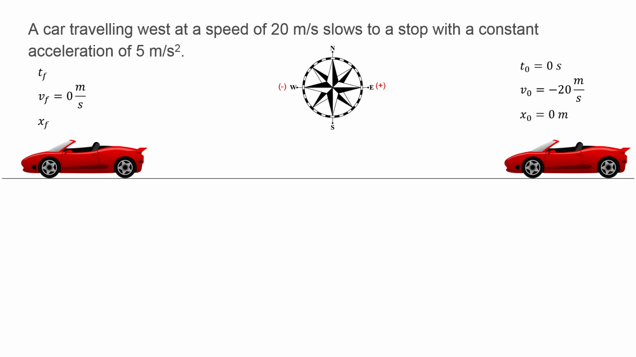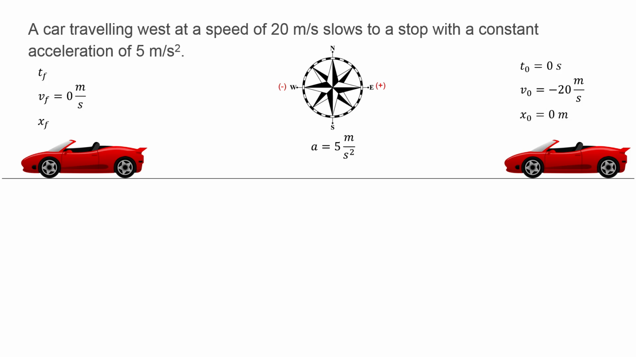The acceleration of the car between t0 and t sub f is always 5 meters per second squared, so we will label a as 5 meters per second squared. Notice the labeling of the acceleration is positive to ensure it works against the initial velocity so as to bring the car to a stop. We can create a diagram representing this information.